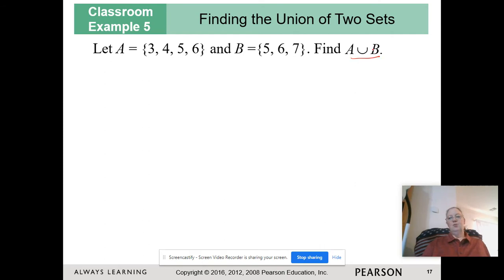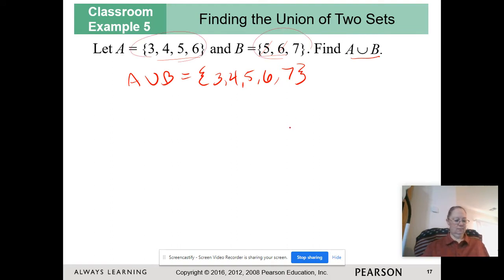So we want to find the union. I have to take all of these. I have to take all of these. I don't have to count those twice. I don't have to write them twice. And then I have my 7. Everything in here as well as everything in here. So if I were to say this using English, we would say A or B is how we would say it.